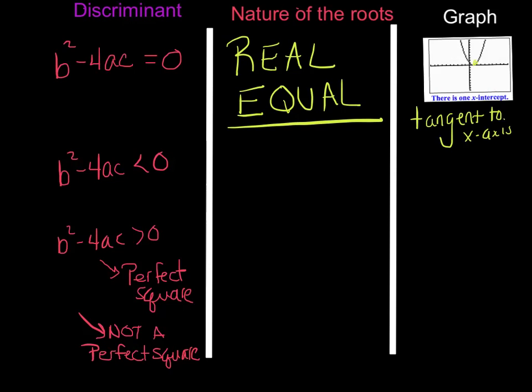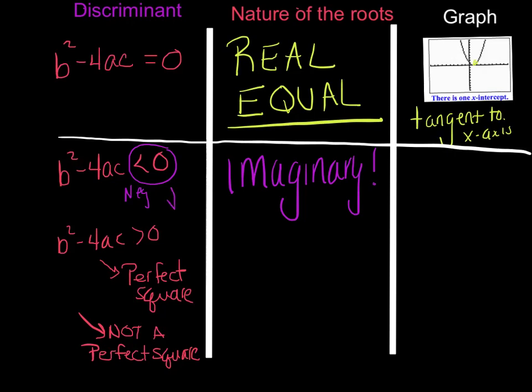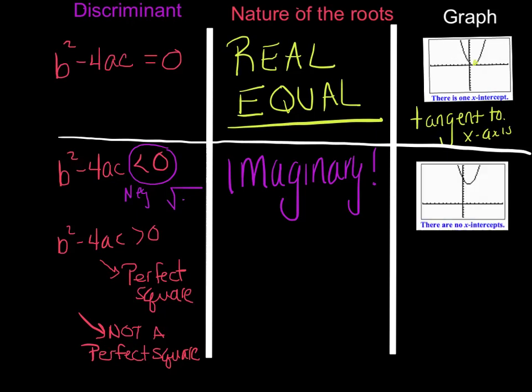Okay, our second case is that b squared minus 4ac is less than 0. If you are less than 0, that means you're a negative number. And remember, if you're negative and you're underneath the radical, that means you are imaginary. Because b squared minus 4ac is under the radical and you just got a negative under there, it should be pretty obvious that you're imaginary. And what does that mean for us graphically? Well, if you're imaginary, you should not be touching the x-axis at all. There are no roots. They're imaginary. You can't see it touch the x-axis.